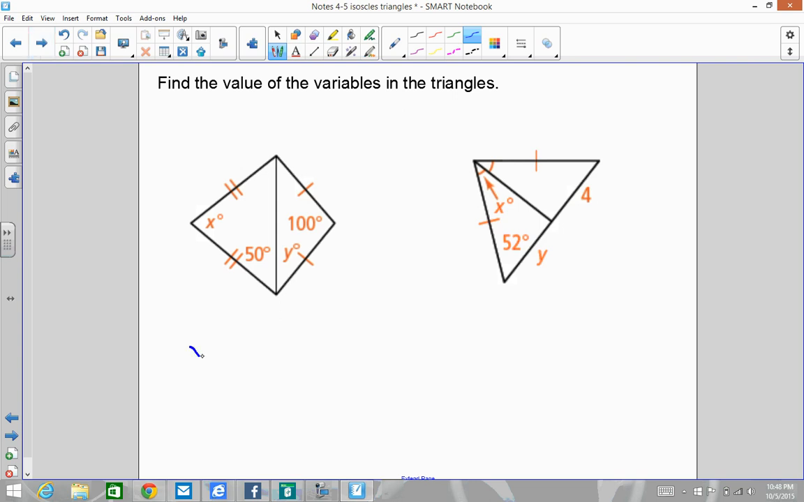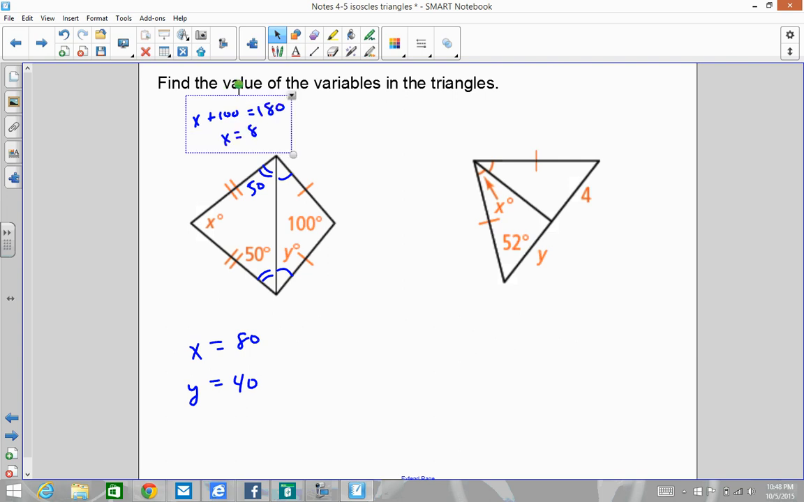Okay, so when we look at this one, we have x and we have y. Okay, and so our y value will end up being 40, and our x value will end up being 80. I got this because if these two sides are congruent, then these angles are congruent. If these two sides are congruent, then these two angles are congruent. And so that if this is 50, and then a triangle has to add up to be 180. So that's x plus 100 equals 180. And so then x is equal to 80.